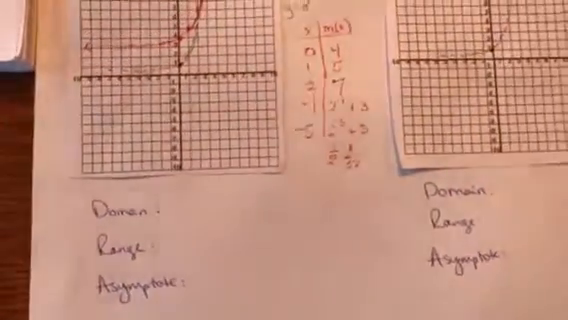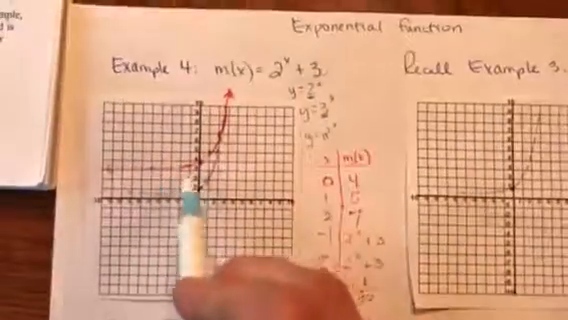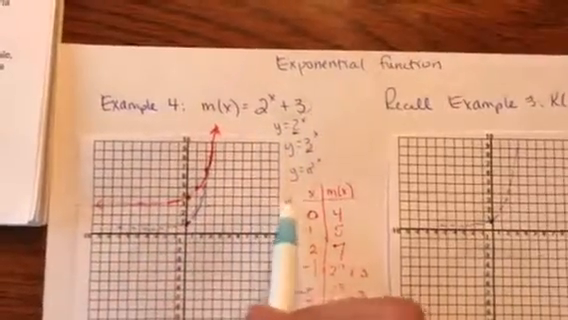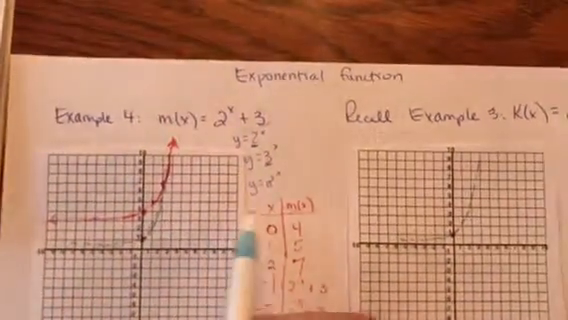So my answers right here are my domain. My domain is always, on every exponential function, your x's. How far does it go to the left and the right?